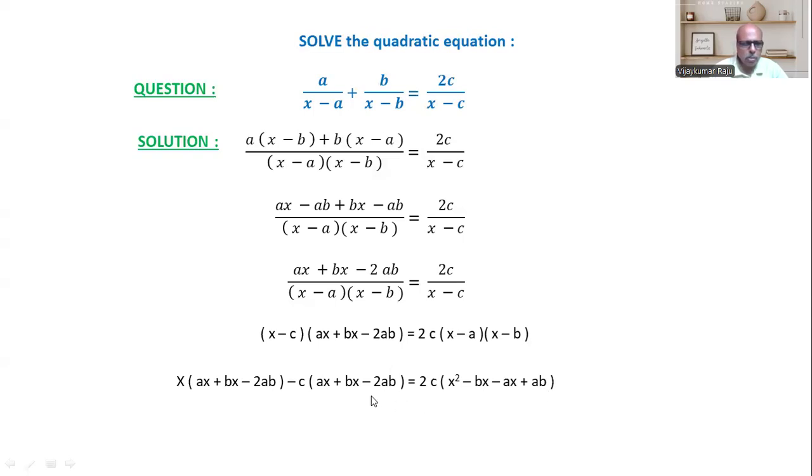Hope it's clear. Now let's open this. ax into x is ax square.